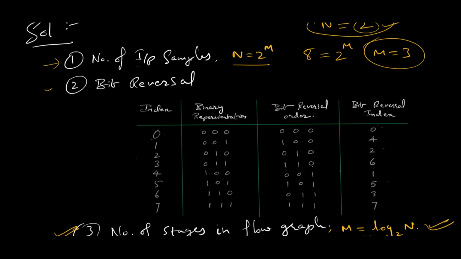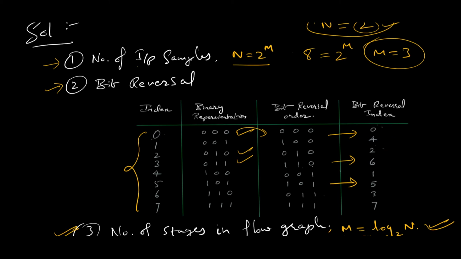Next is the bit reversal. You are given the sample positions in this order, 0, 1, 2 up to 7. We'll write the binary equivalent of these and then reverse the bits. After reversal, we need to index these bits. So the bit reversal index will be of this form, and we get these sample positions: 0, 4, 2, 6, 1, 5, 3, 7.